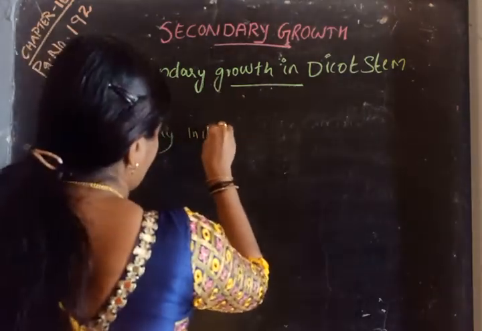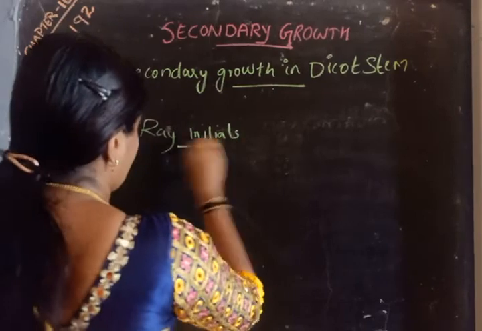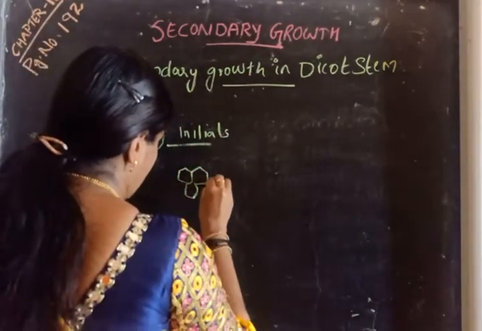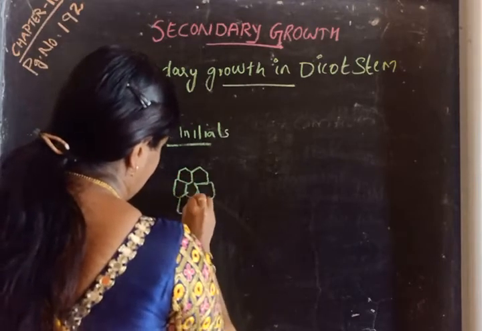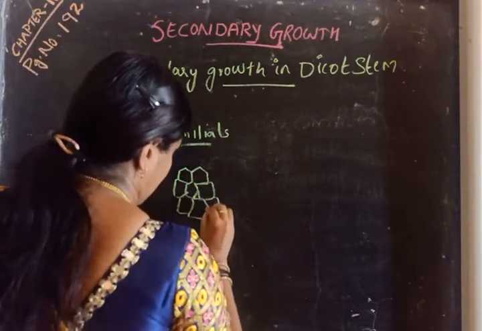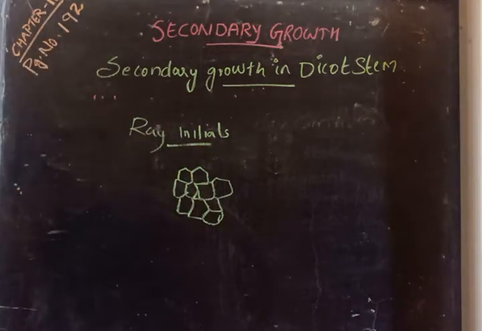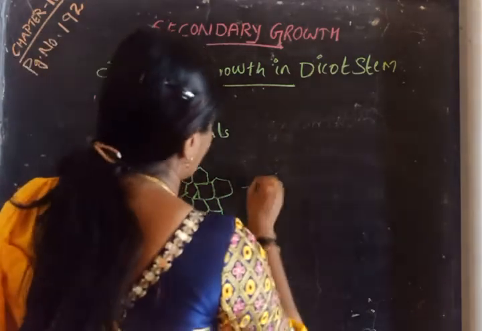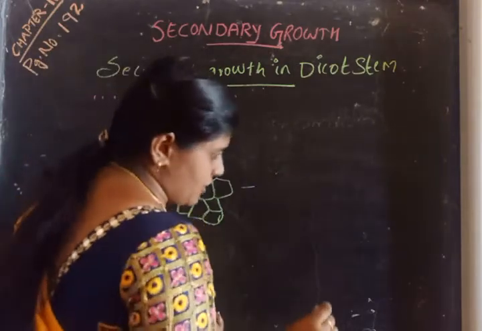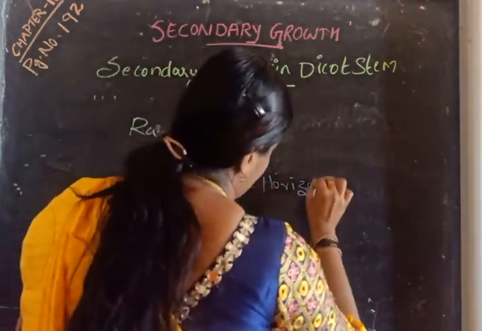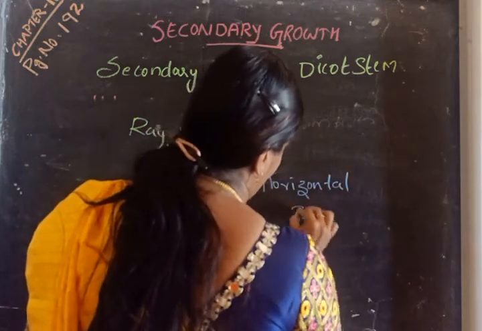Next one is ray initials. Ray initials are horizontally elongated cells. We already saw that the fusiform initials are vertically elongated cells, whereas ray initials are horizontally elongated cells.